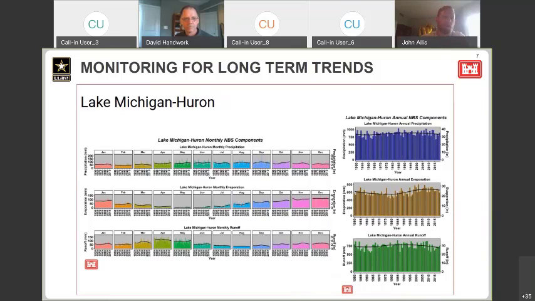So one of the things we do is monitor for long-term trends in conditions throughout each of the lake basins. I've pulled a graphic that we update annually for Lakes Michigan and Huron to give you a little sense of what you're looking at here. Those on the left are the precipitation, the evaporation, and the runoff into Lake Michigan-Huron.